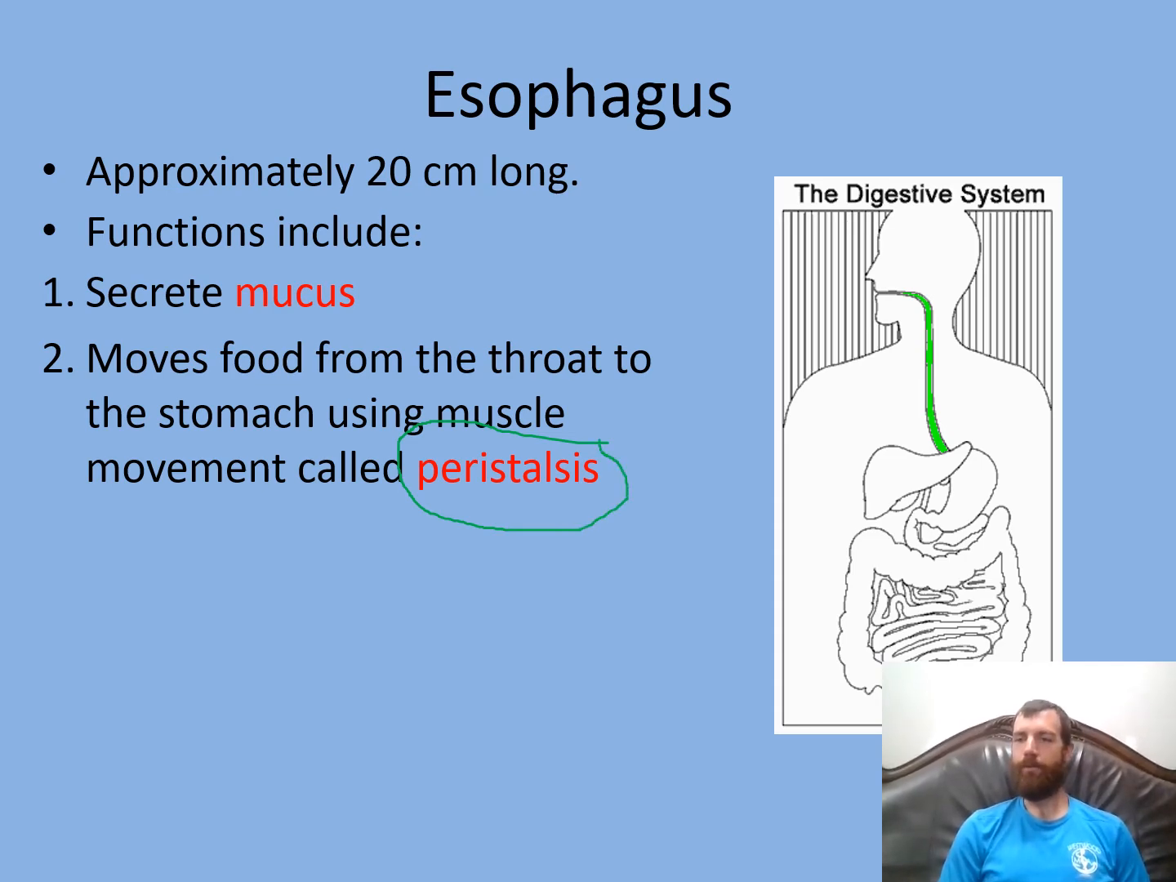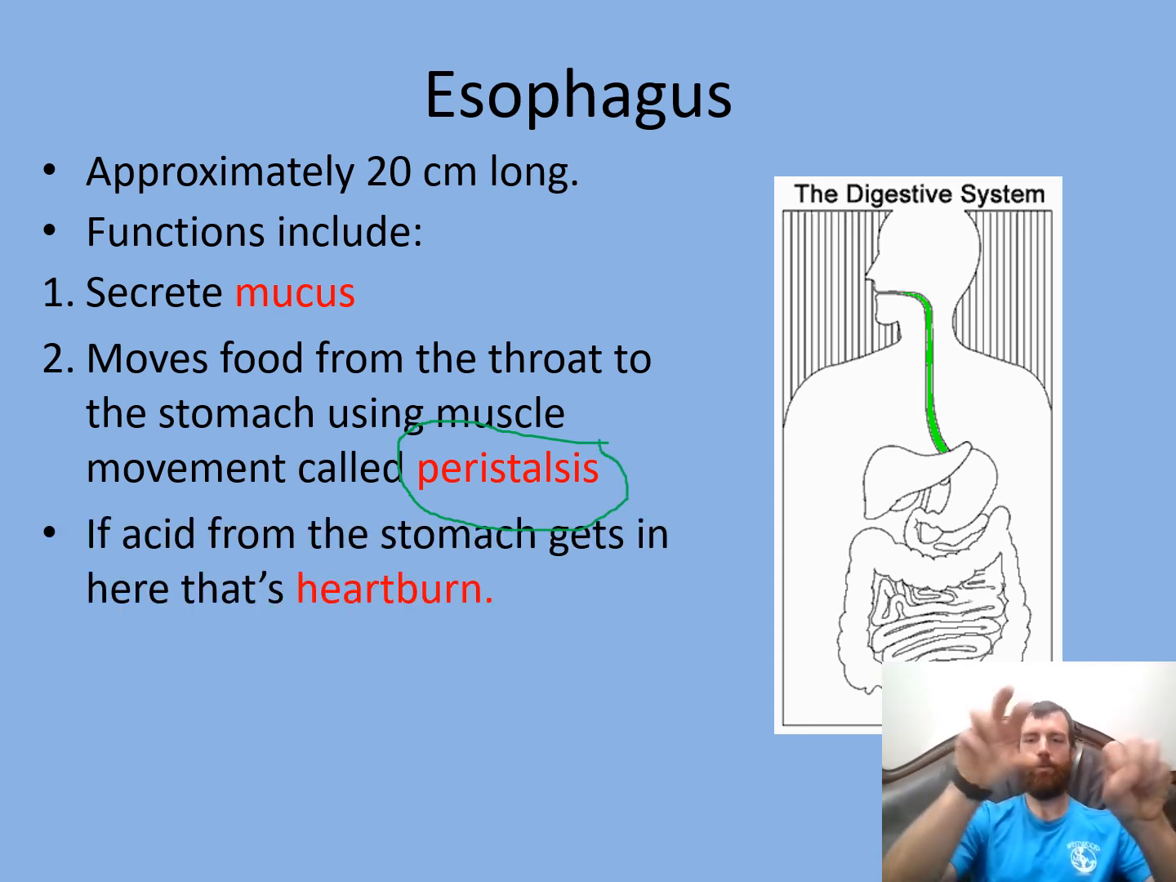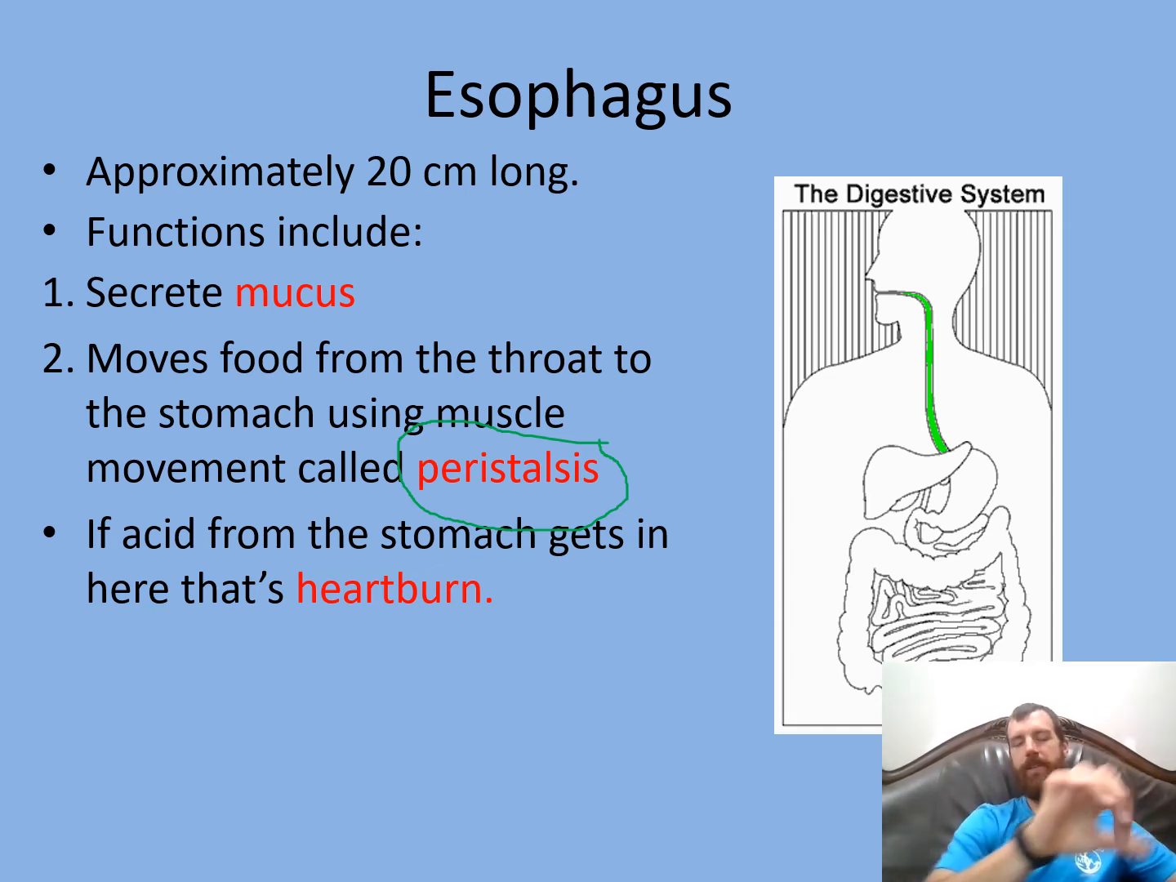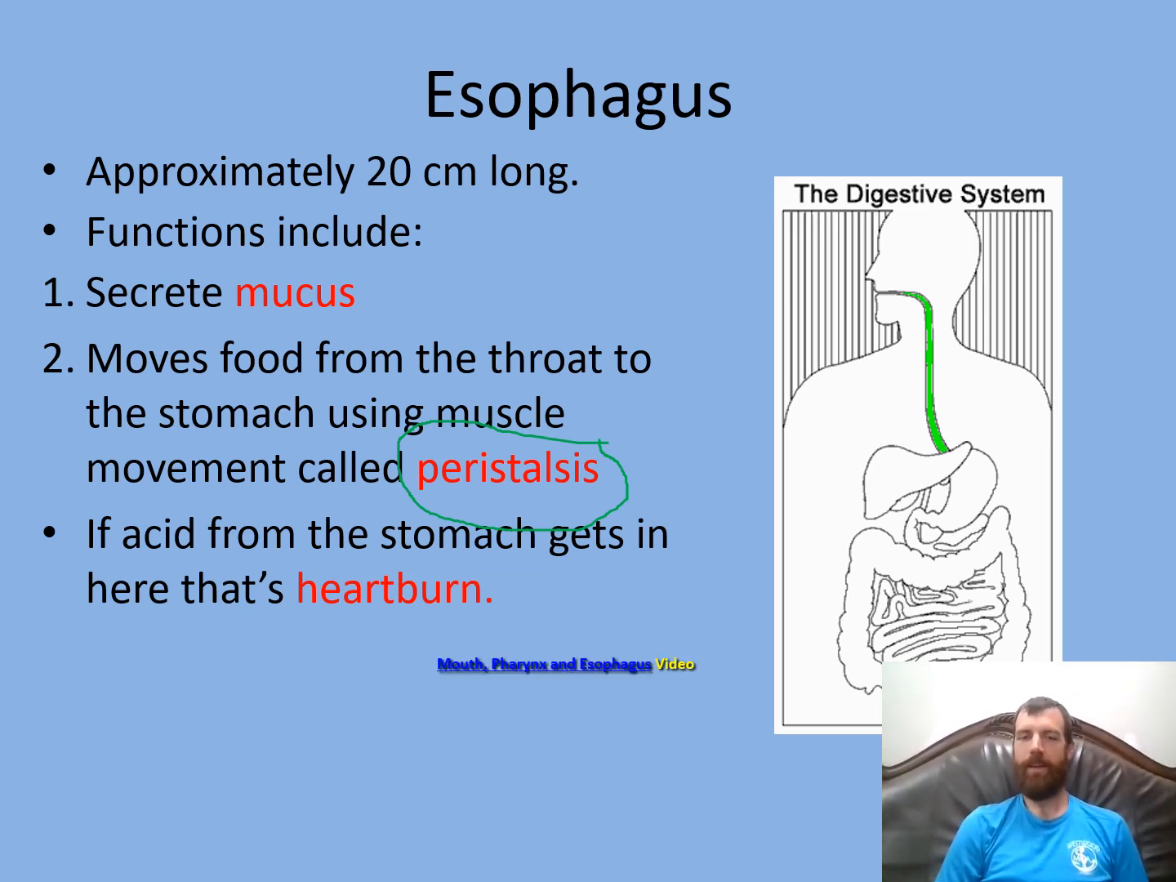It's the name for the movement of the muscles in the tube that are going to squeeze the food on down. So if you've got a big lump of food here and it squeezes it, it's going to push it. As it squeezes it in that direction, that's called peristalsis.